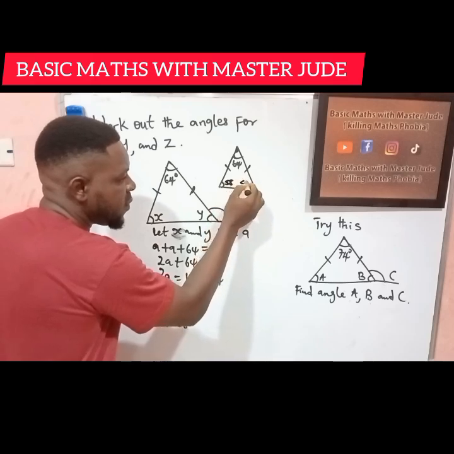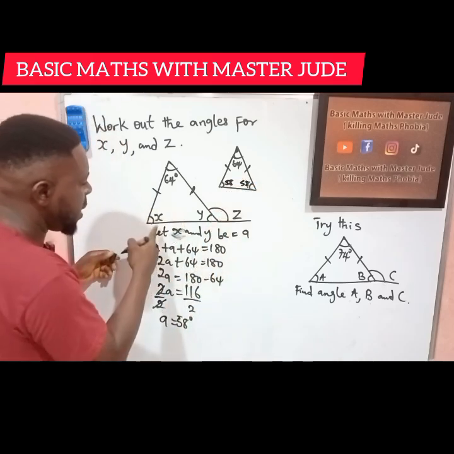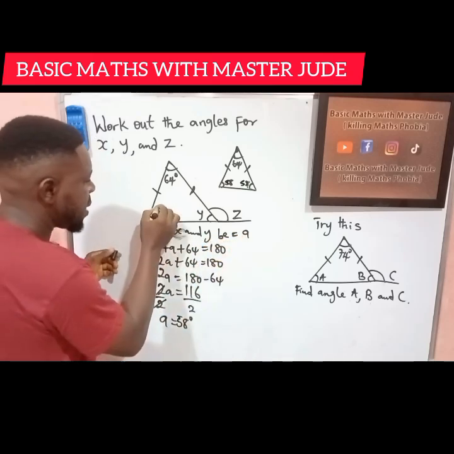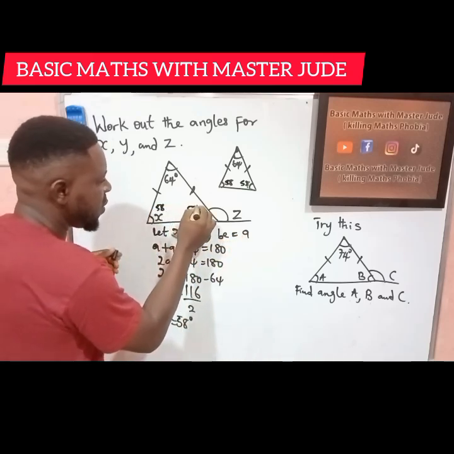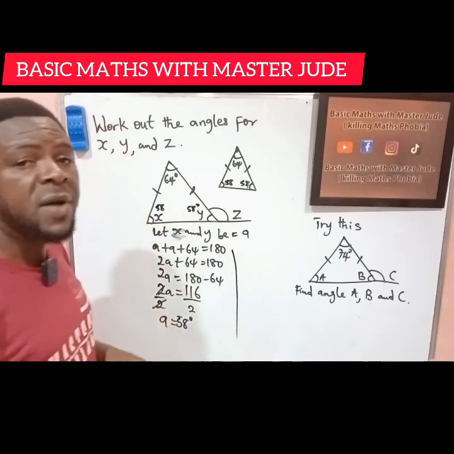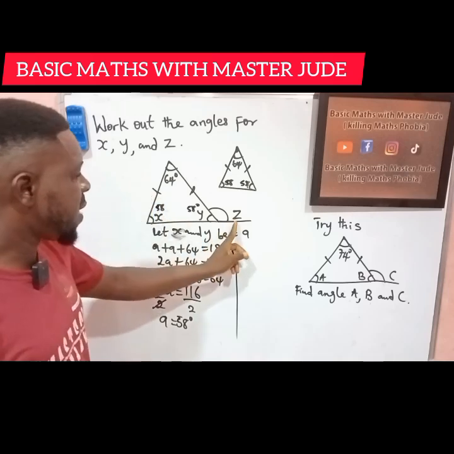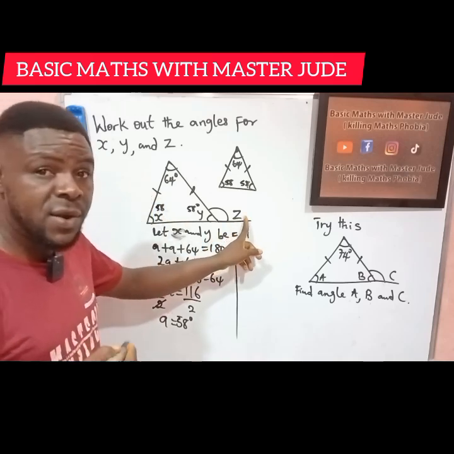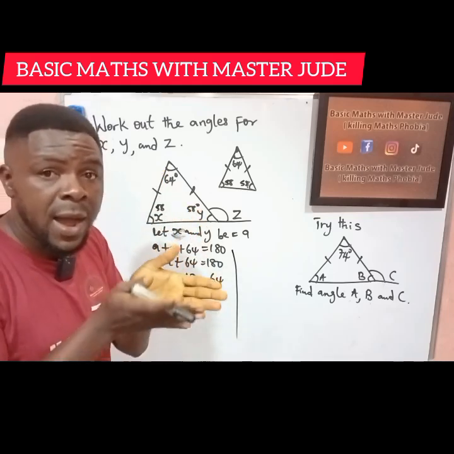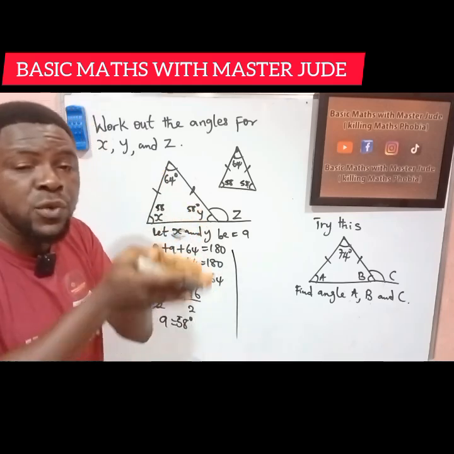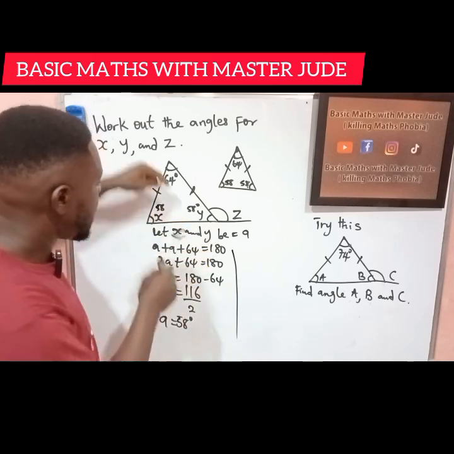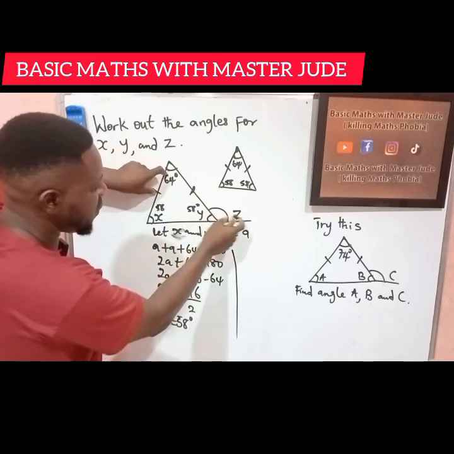This side is 58. Now, meaning that my X, since we said let X and Y be A, meaning that here is 58, here is 58. Now, how do we get the value of Z? To get the value of Z, the Z is outside, that is, it is an exterior angle. Now, there is a property of triangle that says that the exterior angle of a triangle is equal to the sum of the two interior opposite angles. Now, these are the two interior opposite angles facing Z.